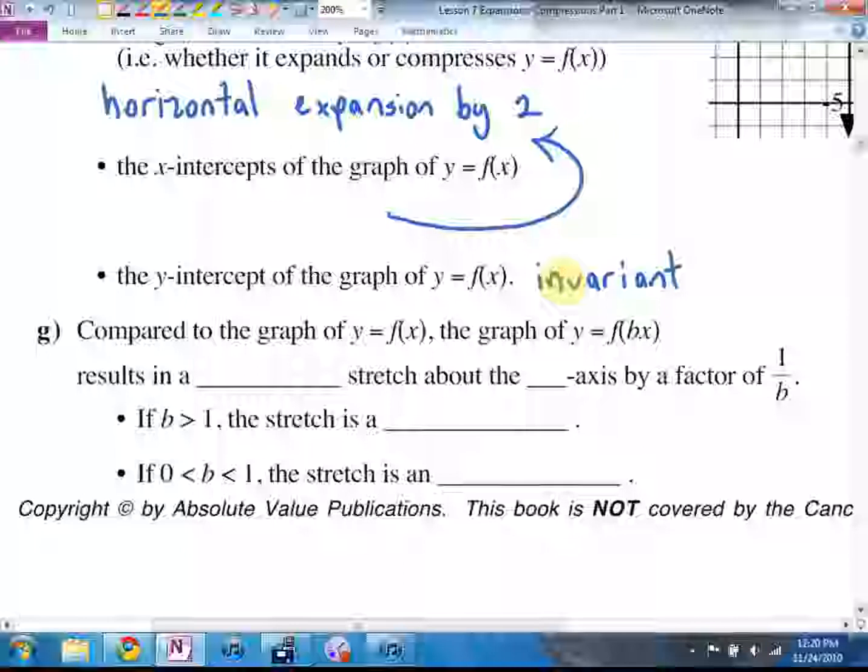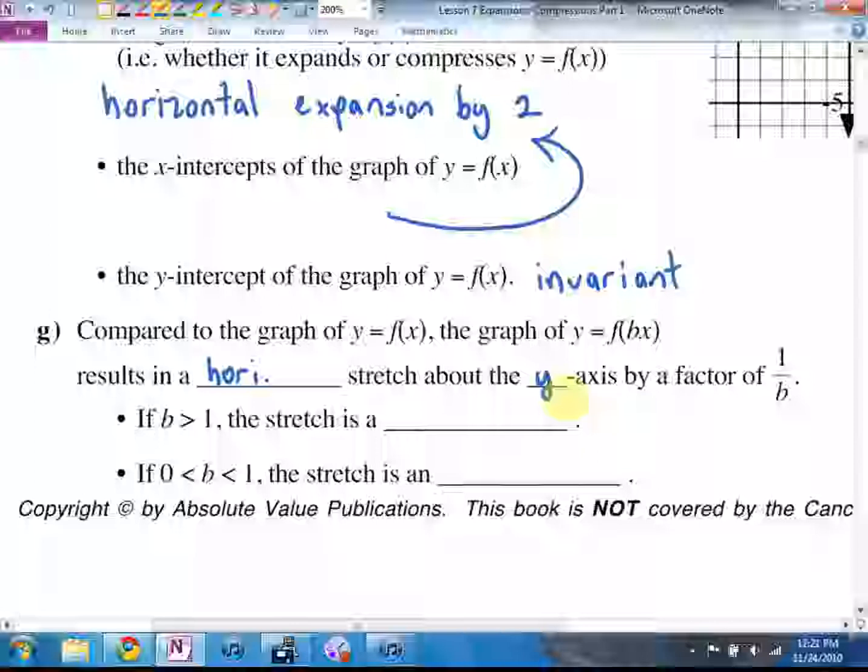In fact, Chelsea, here's what we're saying. Compared to the original, if you replace x with bx, this results in a horizontal stretch about the y-axis. Don't you mean about the x-axis? No, if you're pulling it this way, the y-axis is in the middle. It's what's standing still, right? Imagine a piece of rubber, like a balloon, if you're stretching it. And it's by a factor of 1 over b. What that's saying, Chelsea, is you take the reciprocal.